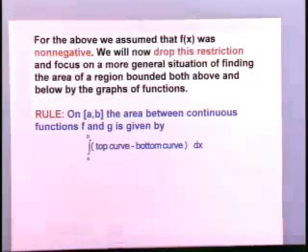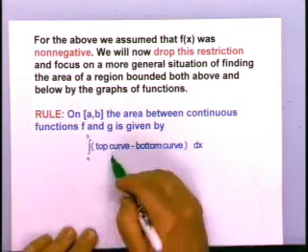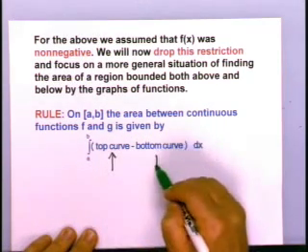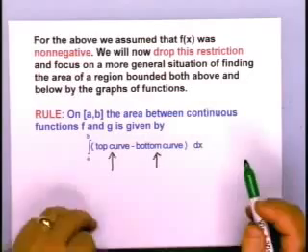For the above problem, we assumed that f of x was non-negative. We're now going to drop this restriction and focus on a more general situation of finding the area of a region bounded both above and below by the graphs of functions. Our rule states that on a closed interval from a to b, the area between continuous functions f and g is given by the definite integral from a to b, curve on top minus curve on bottom, dx.